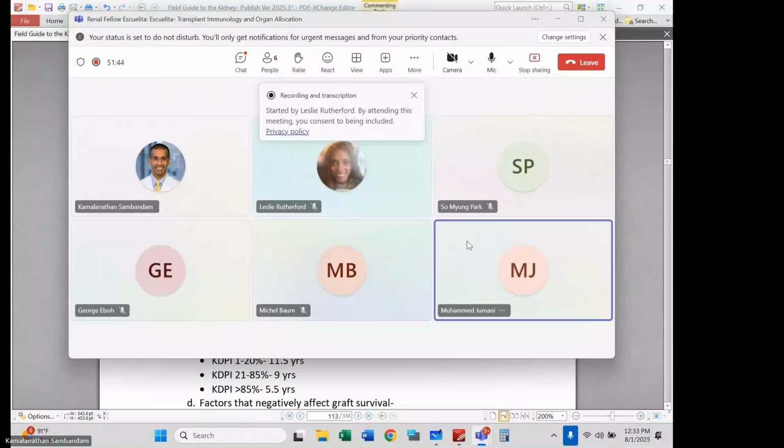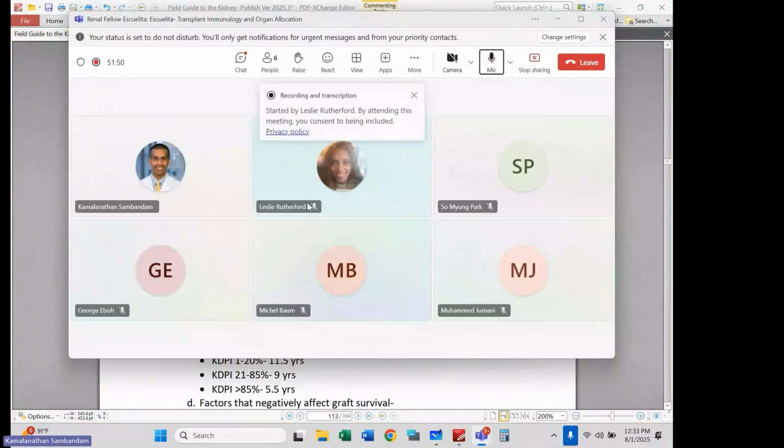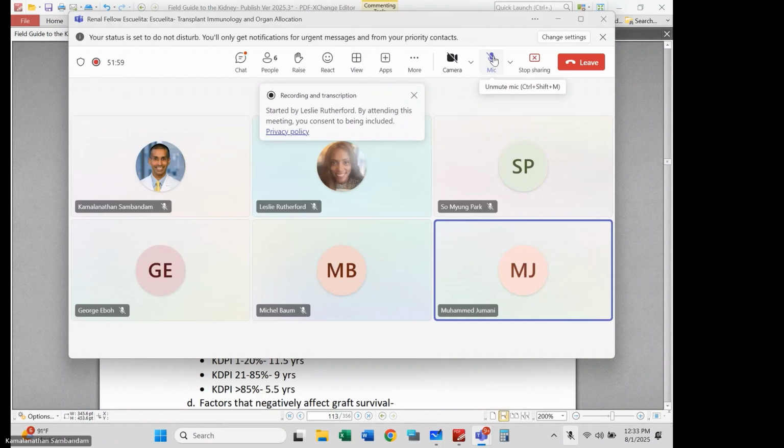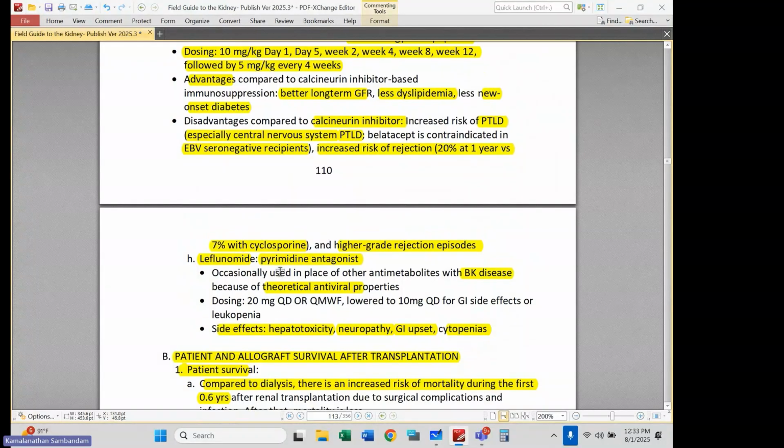I can hear you now. Hey, mic check. Yep. Can you hear me? Yep, I can hear you. Okay, sounds good. All right. So, did you hear a conversation about leflunomide?